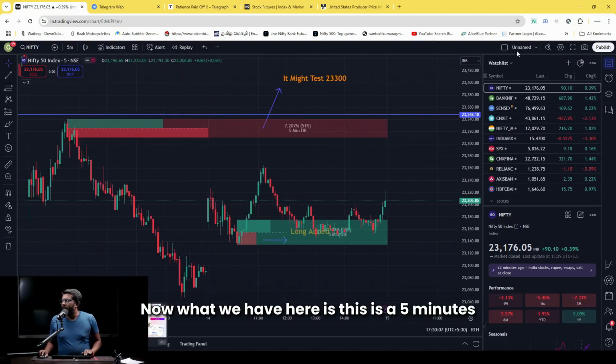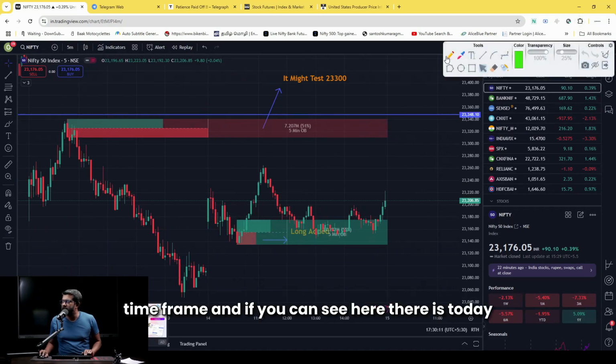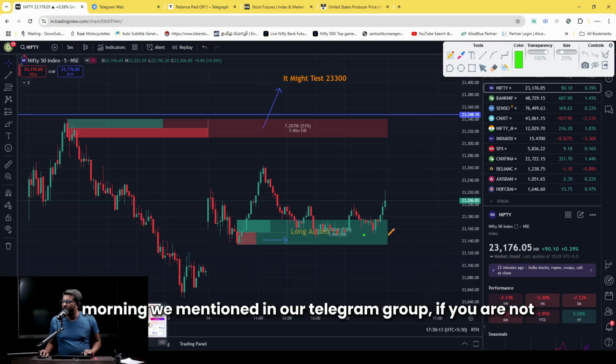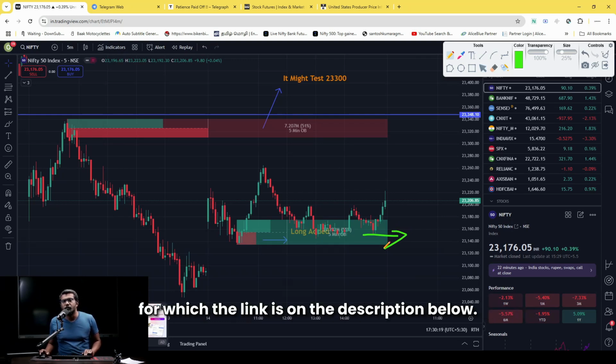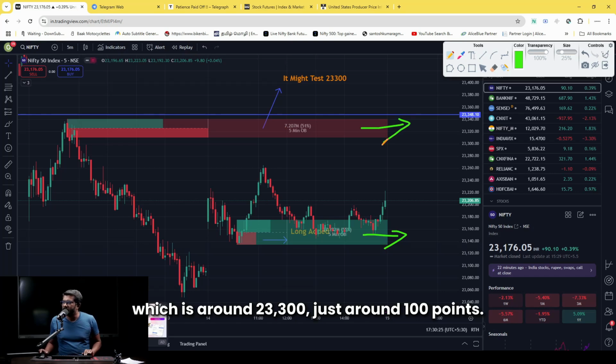Now what we have here is the 5 minutes time frame, and if you can see here, today morning we mentioned this in our Telegram group. If you are not part of our Telegram group, you can join, for which the link is in the description below. Now this is where there is a hurdle, which is around 23,300, just around 100 points.